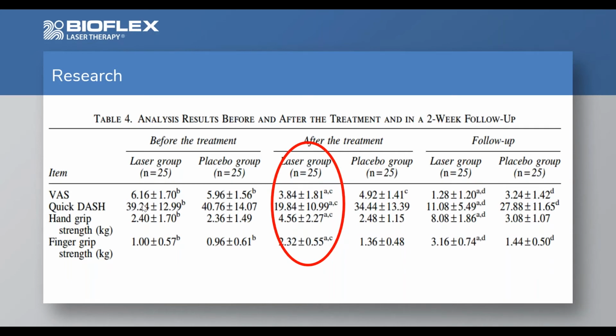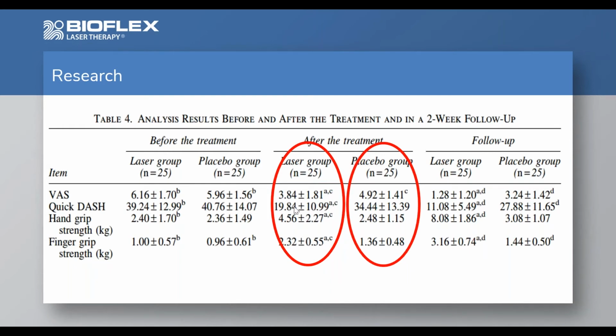The DASH index is an index for disability in the hand. The higher the DASH, the more problem. Then they did a hand grip strength in kilograms and finger grip strength. So essentially the placebo and laser before treatment were about the same. Then after treatment, if you're comparing the two, laser and placebo, the pain went down to a 3.8 in the laser and a 5 for the placebo.